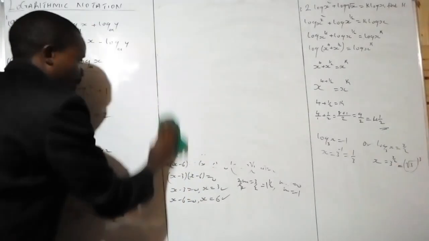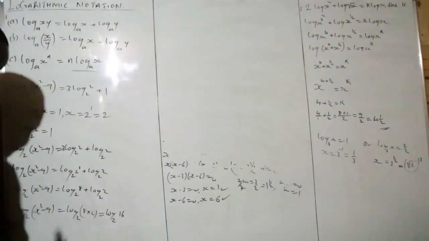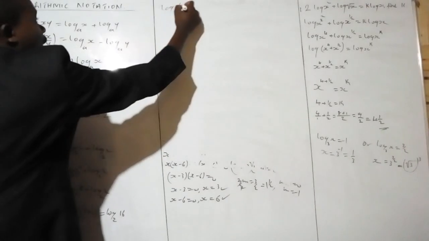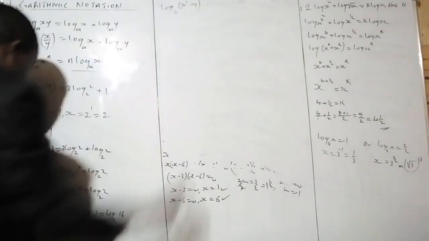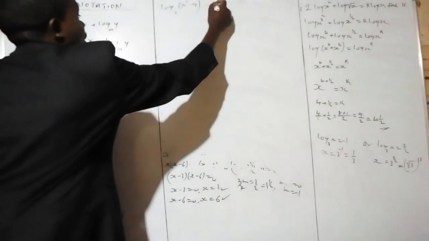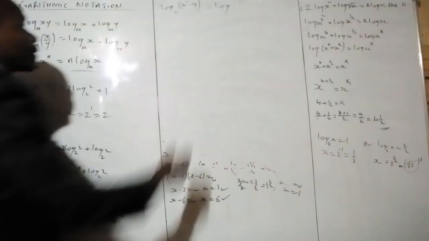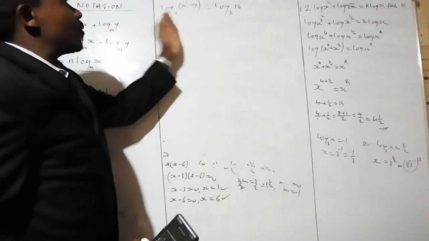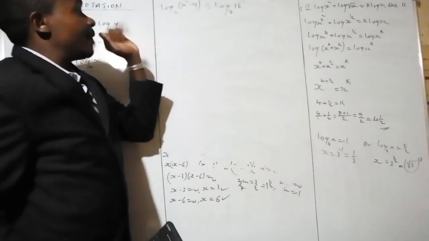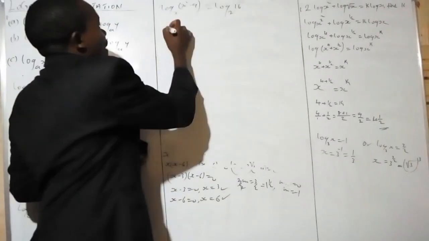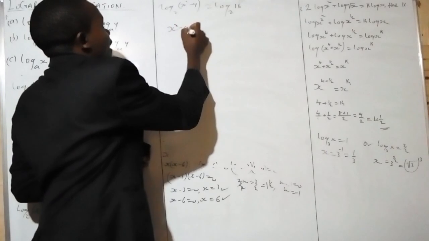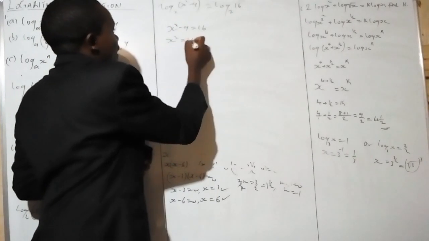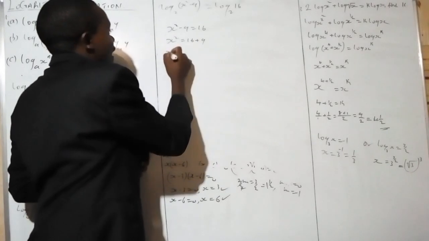Then after that, you come here and say log 2 (x squared minus 9) is equal to log 2 of 16. And since log to base 2 is common on our right and left hand side, drop them to work out the powers to have x squared minus 9 is equal to 16. Then x squared will be 16 plus 9, and x squared is 25.